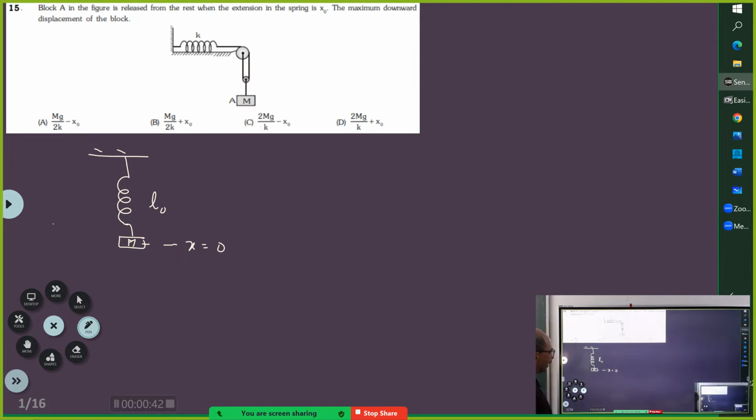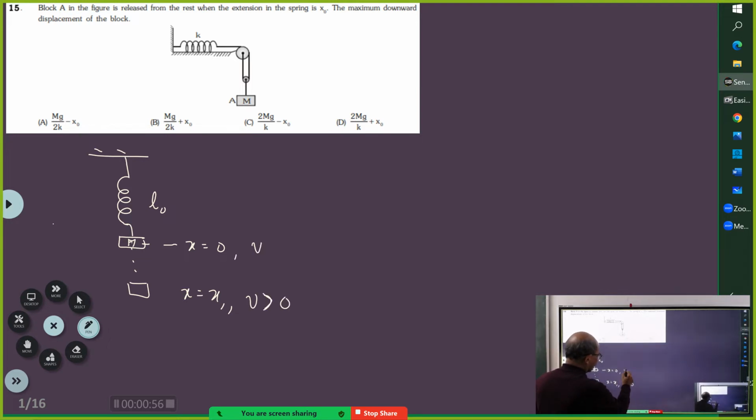Now, the moment I release, the mass will come to this position. Say this is x equal to x1, and at this position the velocity v is greater than 0. At this position velocity v is equal to 0, and then the mass will further descend to this position, x equal to 2x1, and the velocity here is 0. I hope you comprehended this situation.